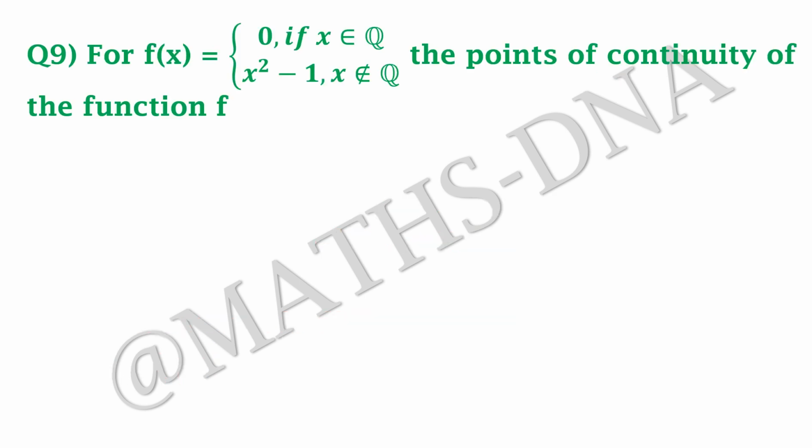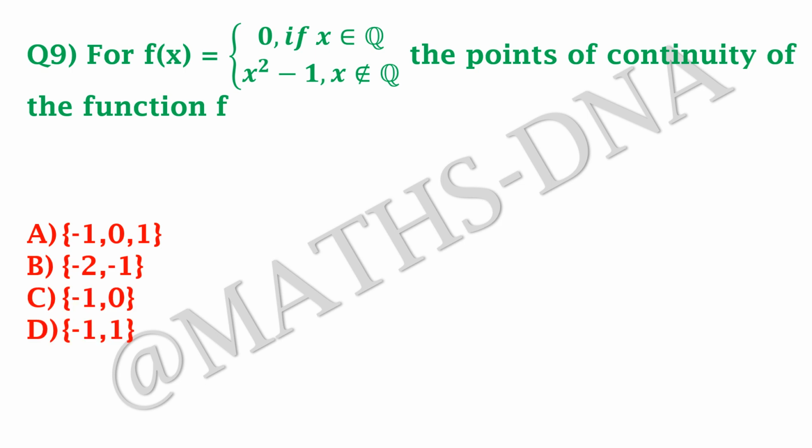The ninth is, for f(x) is equal to 0 if x belongs to Q, the set of rational numbers, and x square minus 1 if x does not belong to the set of rational numbers. Then the points of continuity of the function f are: A, minus 1, 0 and 1; B, minus 2 and minus 1; C, minus 1 and 0; and D, minus 1 and 1. Now this question is so important that it has been continuously asked in most of the competitive exams, and many students make mistakes in this question.